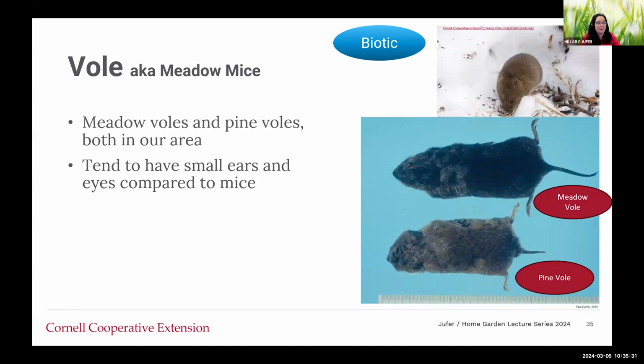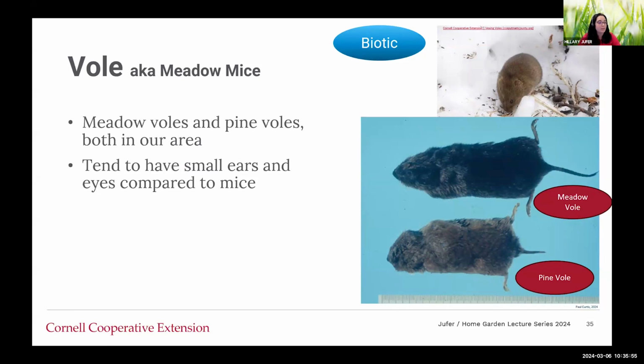We made it through the abiotic. So we just talked about everything that's not related to something living. So the weather, salt, any kind of damage, things like that, that's not from something living. And now we're going on to the biotic. So the first thing we're going to talk about is voles that are also called meadow mice.